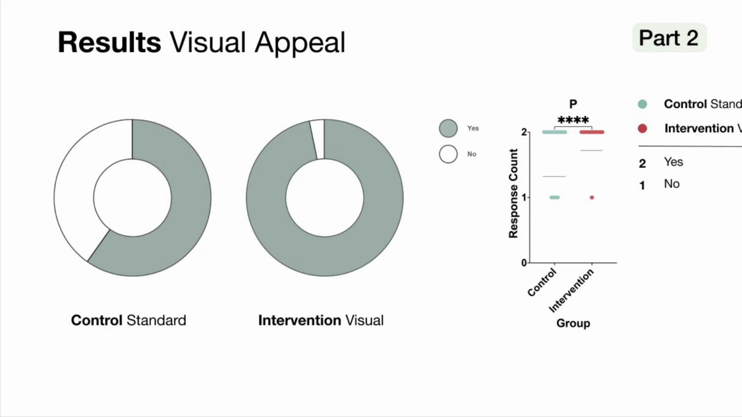Graph P just shows more of the statistical graph of these results. We have statistically significant differences. So the intervention group that received the visual outline said that it was more visually appealing than the standard.